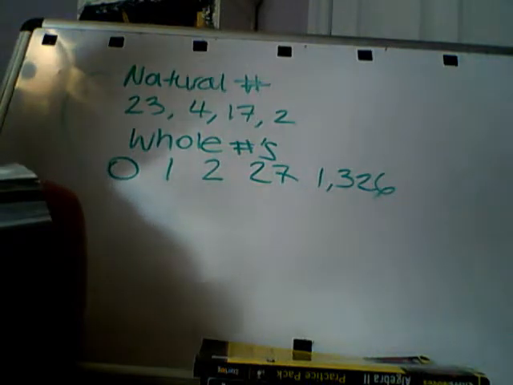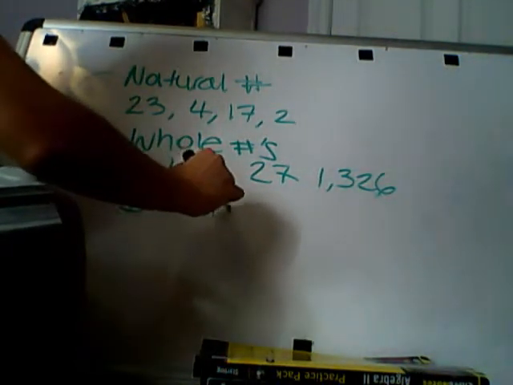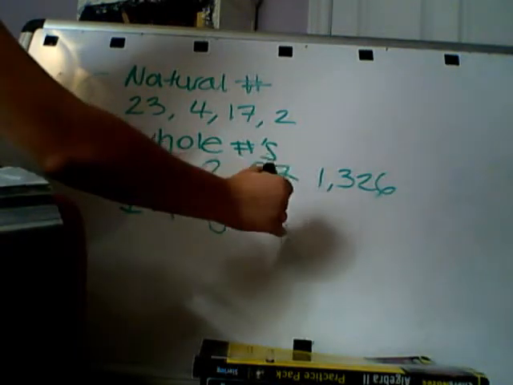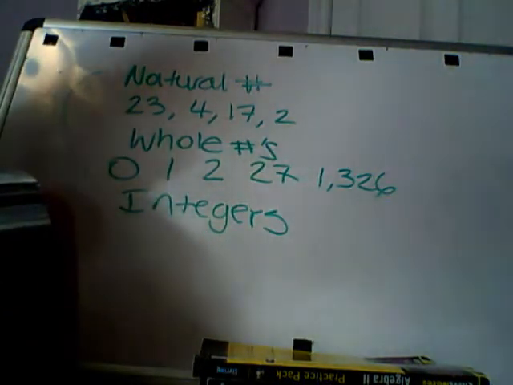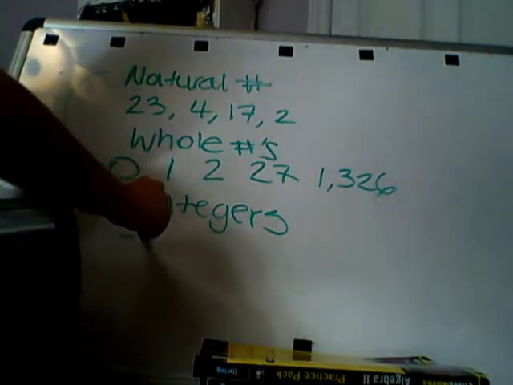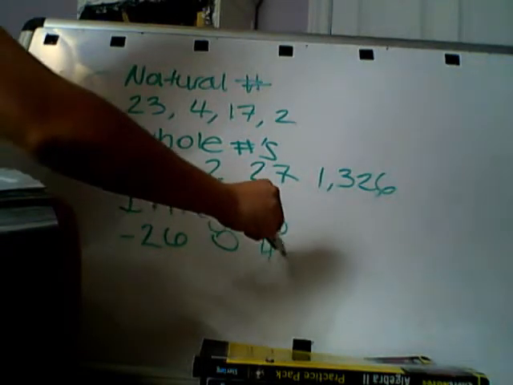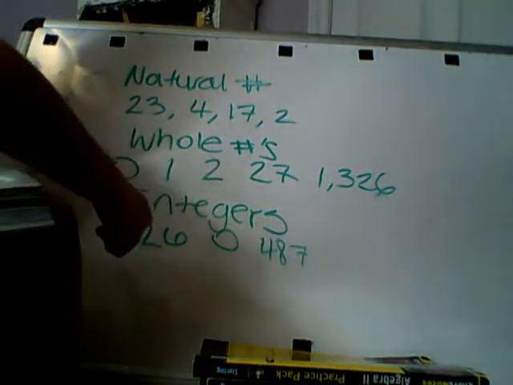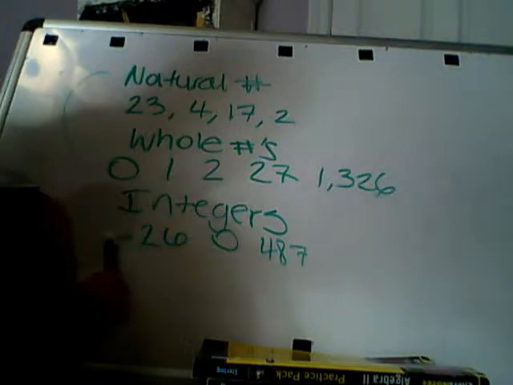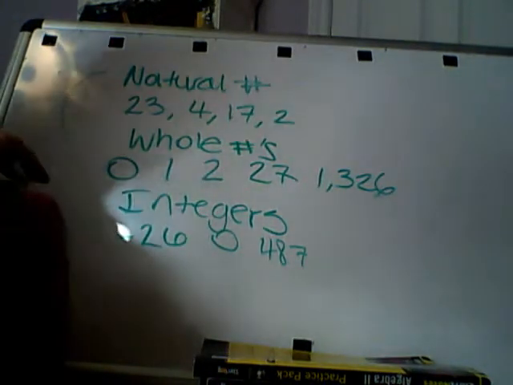Okay. Next we have integers. Integers are what's found on a timeline. And examples of integers are negative 26, 0, 487. We added negative numbers and zeros to our natural numbers to make it an integer.